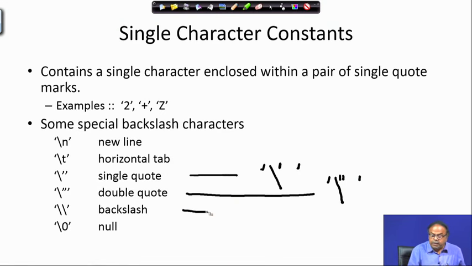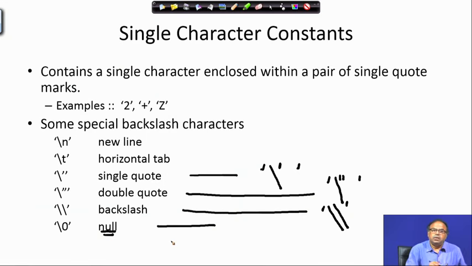Similarly, if I want to print backslash, what should I do? Single quote, then backslash, that means it is something different, backslash, then backslash, single quote. Similarly, backslash null is backslash 0. All right. So, these are some special character constants that we may encounter during our programming practices.